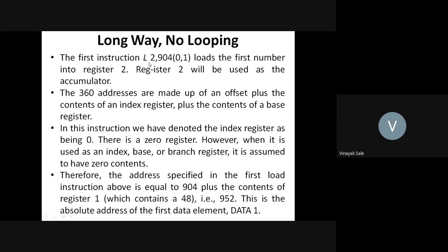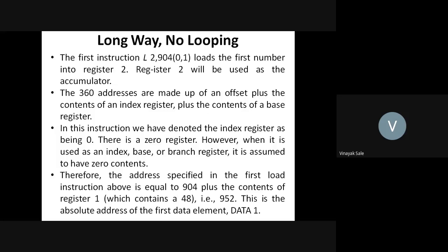So the first instruction is L 2 90401, that is in binary format. It loads the first number into register 2. Here is the name of register 2. So register 2 will be used as, that is, it works as the accumulator. The IBM 360 addresses are made up of an offset. It is the combination of the index register plus the contents of the base register.